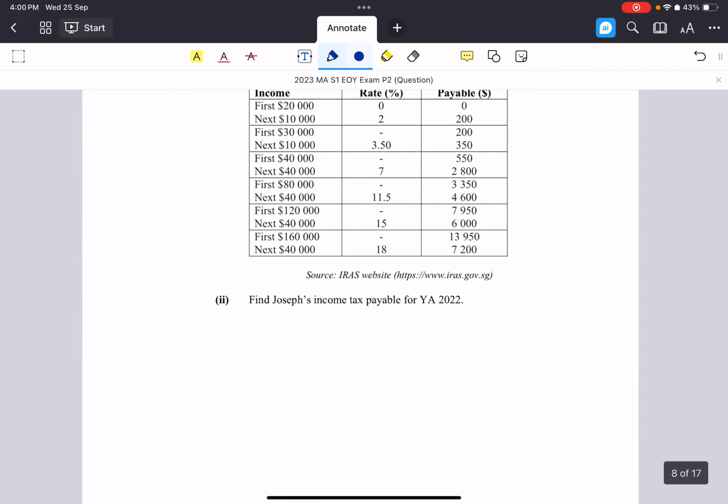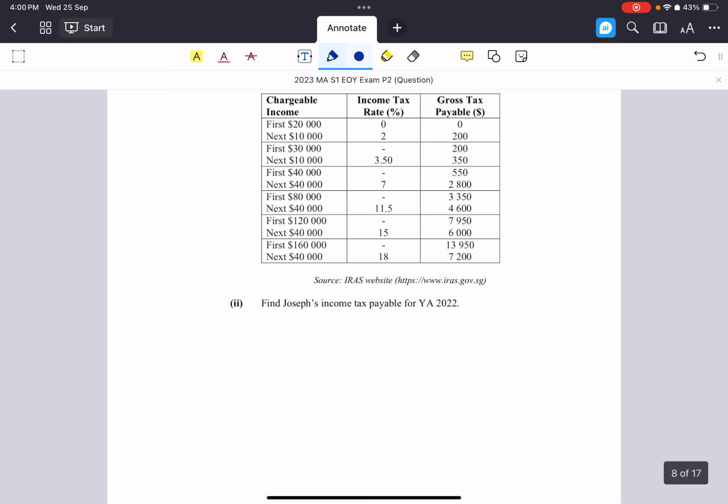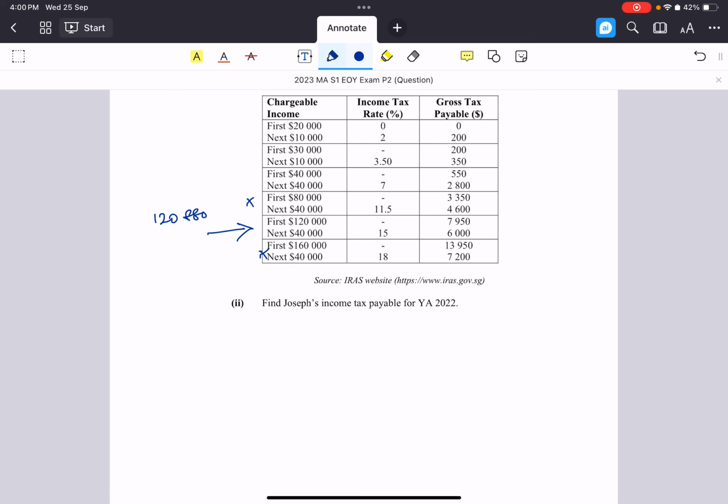Now we go ahead and try to find the income tax payable. If we check out this value, his amount will be in this bracket, right? Because 120,880 is here. I mean, 160,000 is too high, and this one is too low. So what this means is that the tax, find his income tax.